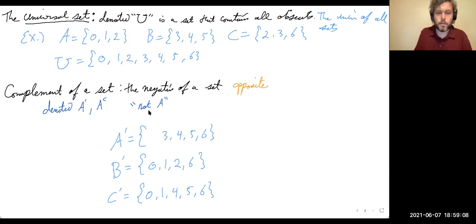I was getting a little distracted. So that is not part of it. So A complement would be all of the elements not listed. So that'd be 3, 4, 5, 6. There we go. Okay.